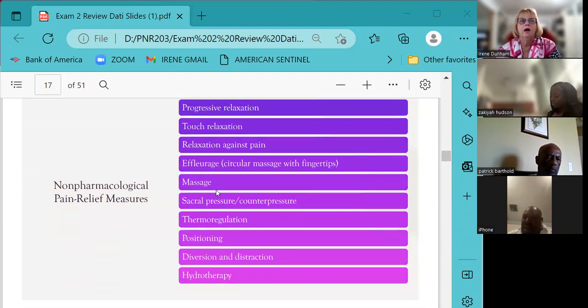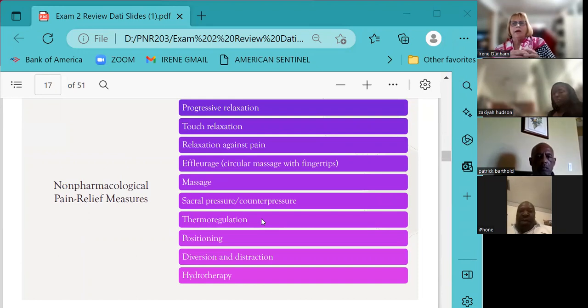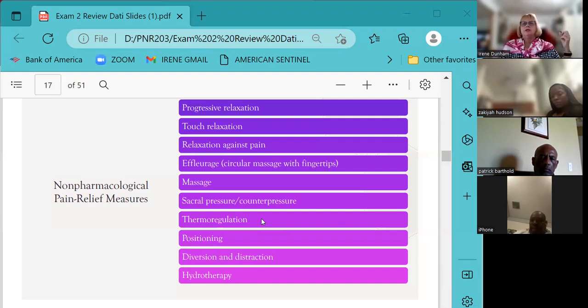All righty. So here we got some non-pharmacological pain relief measures. Remember, I know HESI likes this, and I know you're going to see this again. So I would really know these. You want to always promote relaxation, non-pharmacological. You have your touch relaxation, touch. You have effleurage. I talked about this already, effleurage. You do a circular massage with your fingertips. And this is what the woman can do. She does it herself. She sits there in a chair and she does it. A nice massage by her significant other in the room.